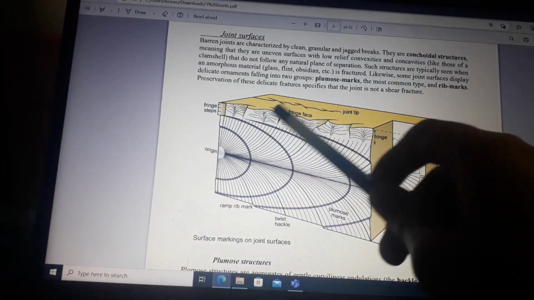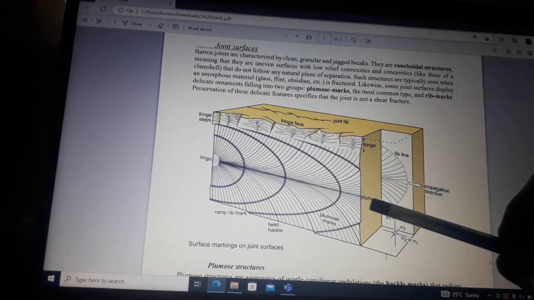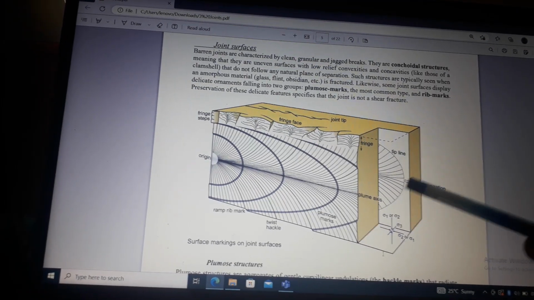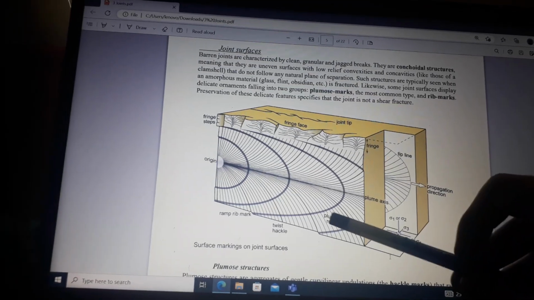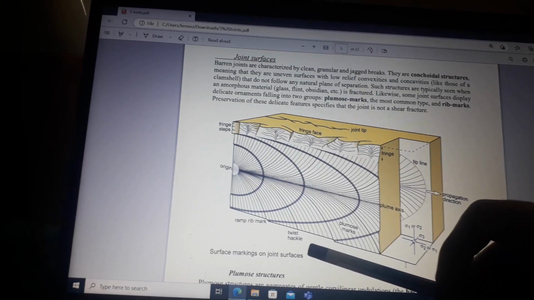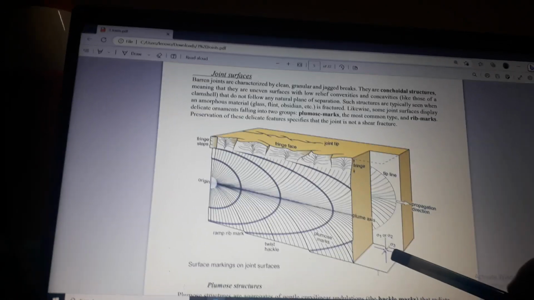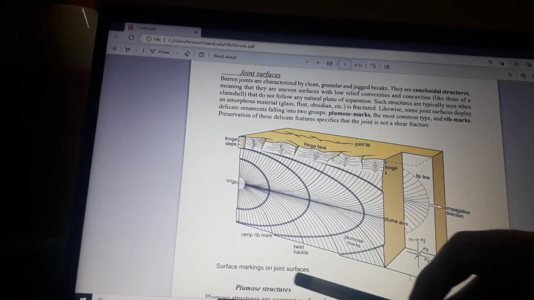Fringe steps. This is fringe face. This is joint tip. This is fringe. This is plumose axis. This is tip line. This is propagation direction. This is plumose marks. This is twist hackle. This is rib mark. This is sigma 1 or sigma 2. This is sigma 1 or sigma 2. This is sigma 3. Surface markings on joint surfaces.